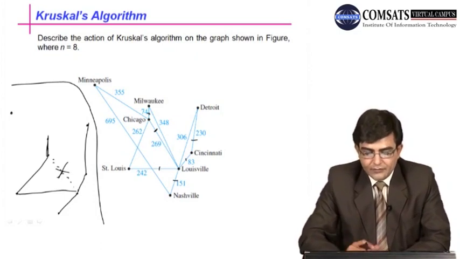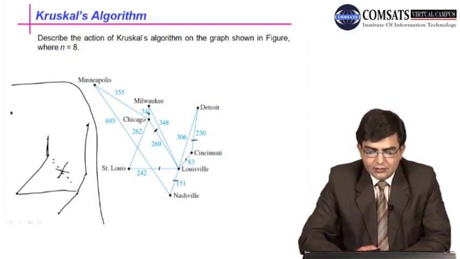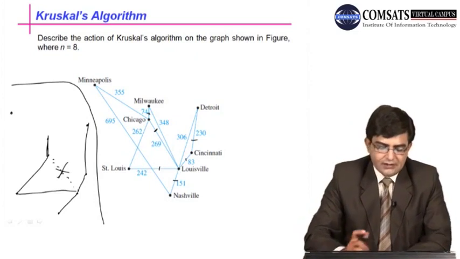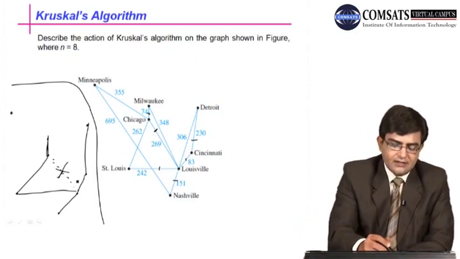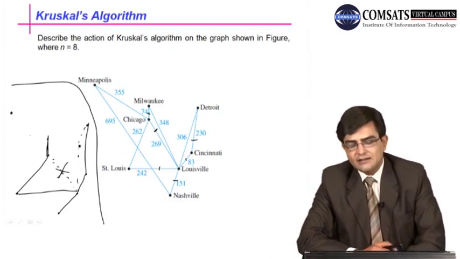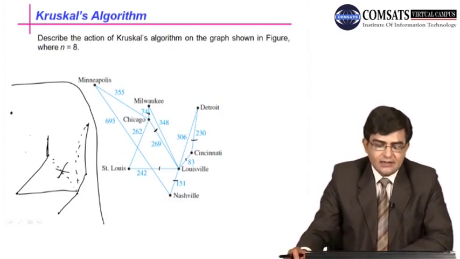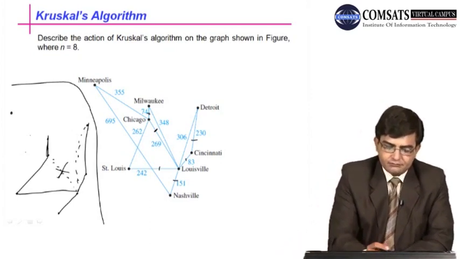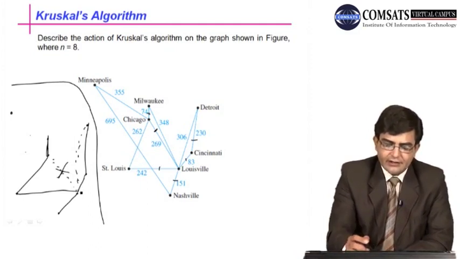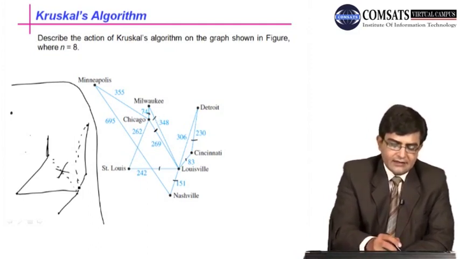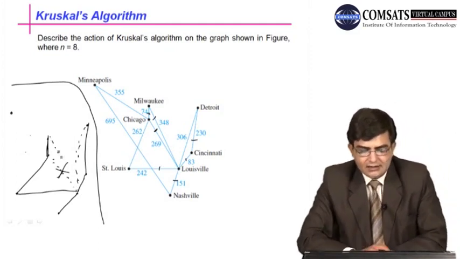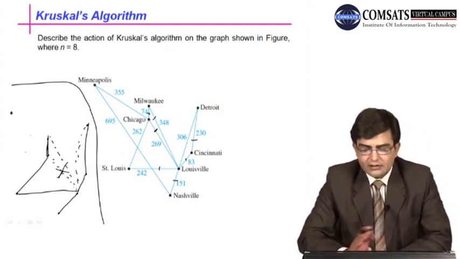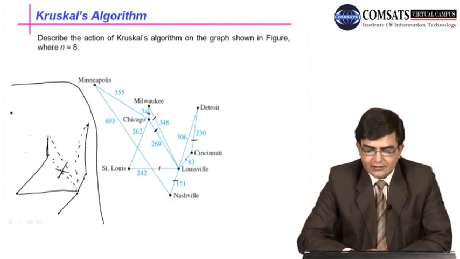So we go further. The weight which is greater than 269 is 306. If we add 306 here, this will give us again a circuit in this graph. So we cannot add this edge, and the weight which is greater than 306 is 348. If we add 348 here, it will give us again a circuit. So we cannot add this weight also, and we go further. A weight which is greater than 348 is 355, I think.